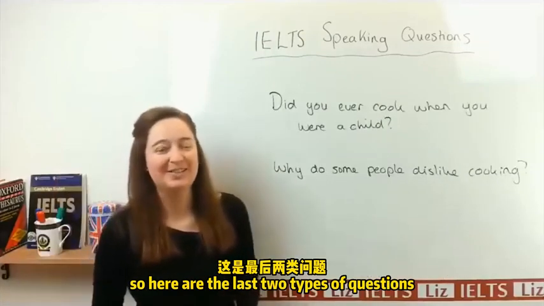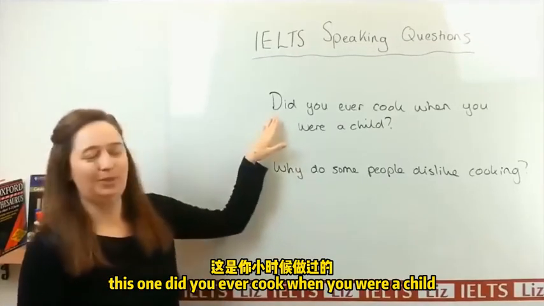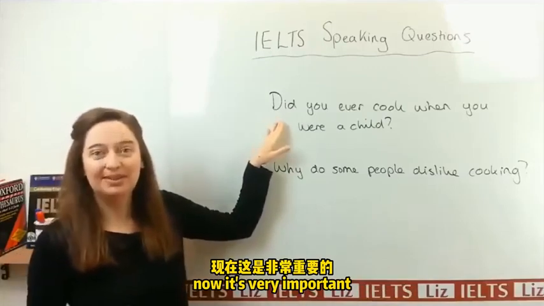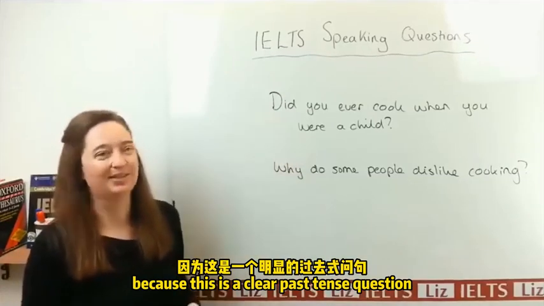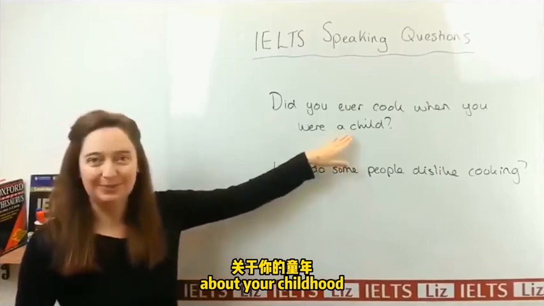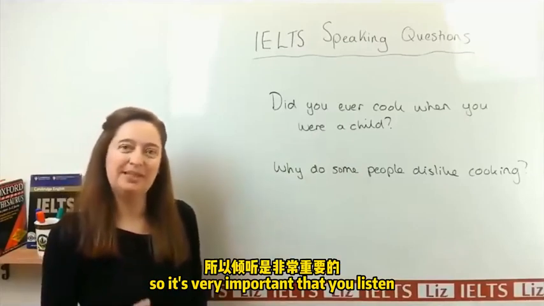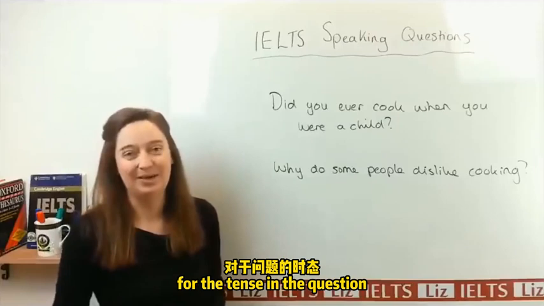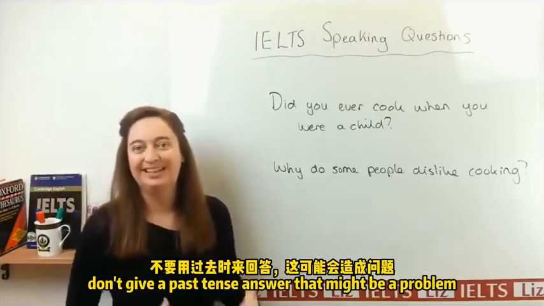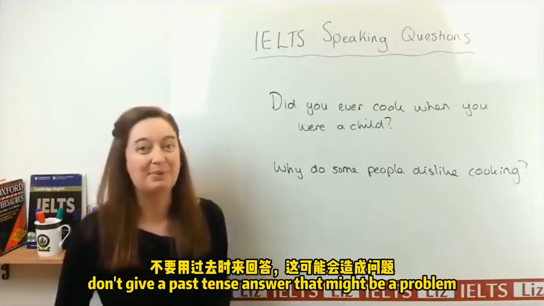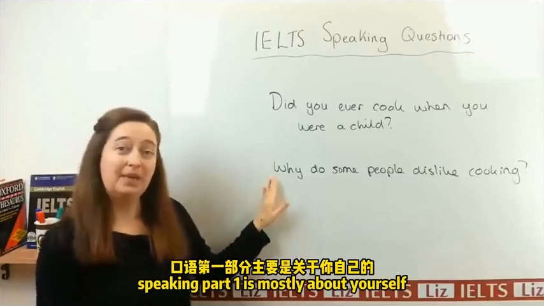Now, there are a couple more, so let's look at the last few. So here are the last two types of questions for IELTS Speaking Part 1. This one, did you ever cook when you were a child? Now, it's very important that you pay attention to this question because this is a clear past tense question about your childhood. And of course, this is testing your past tense, your grammar. So it's very important that you listen for the tense in the question because this is a language test. So if you don't give a past tense answer, that might be a problem.